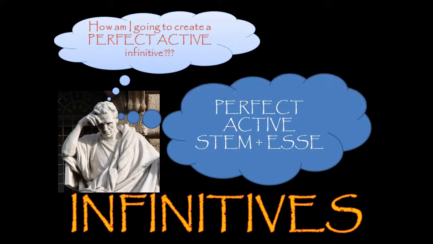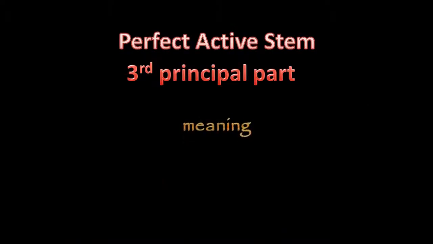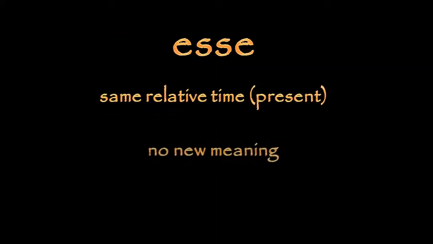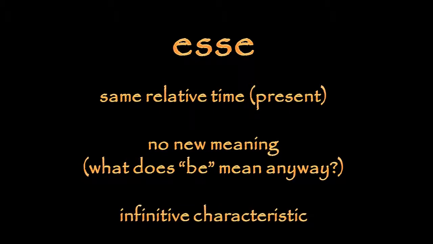The question becomes, how do I form a perfect active infinitive? It just makes sense. I'll use the perfect active stem and add esse. The perfect active stem is the third principal part without the personal ending. The perfect active stem brings meaning, active voice, and perfect tense. Then when we add esse, we bring the same relative time, it's the present. We bring no new meaning, because what does to be mean after all? And we bring the infinitive characteristic.